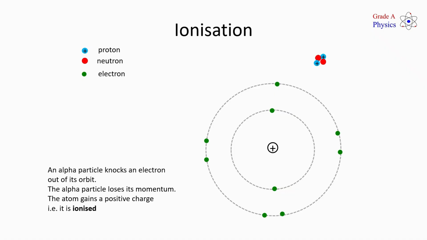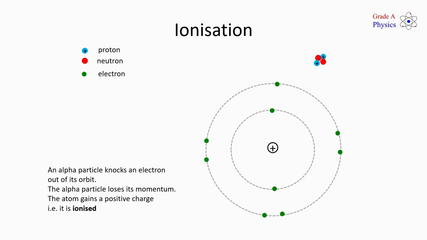So we have lost an electron. We have created an ion. The atom, which was previously neutral, now has a positive charge because it's lost a negative charge. The alpha particle no longer moves, it's lost its energy, so it doesn't really do anything from this point forward. But the ejected electron can cause further problems.